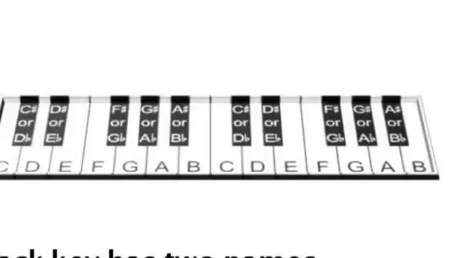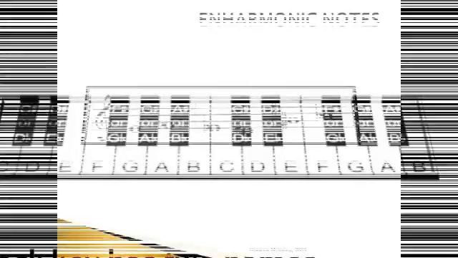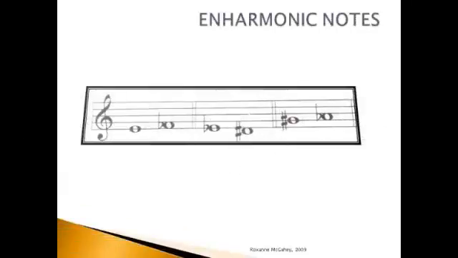Here we have those same enharmonic notes written in the treble clef. E and F flat are enharmonic notes. E flat and D sharp are enharmonic notes. And G sharp and A flat are enharmonic notes. That means that they look different, but they sound the same.